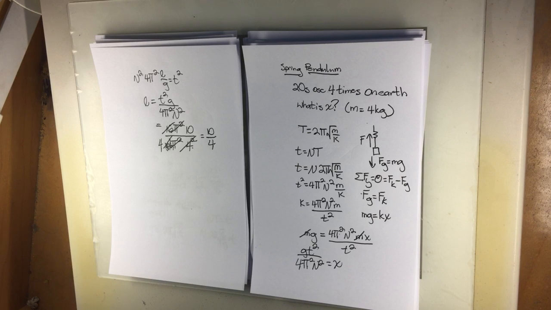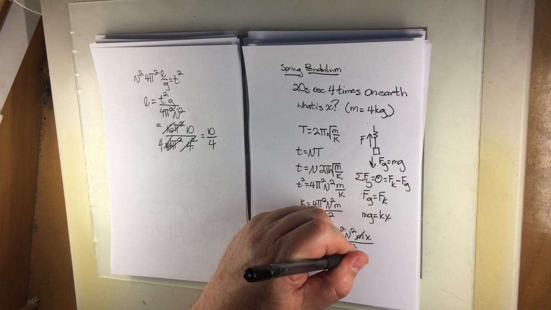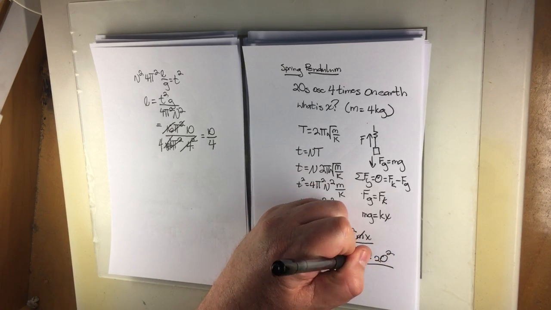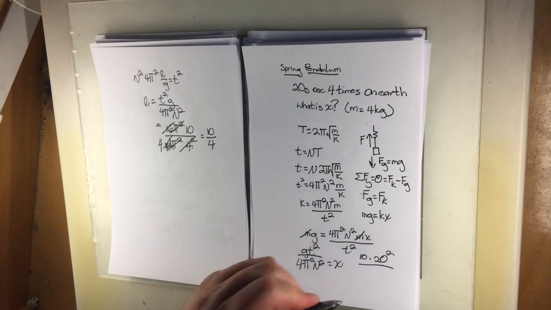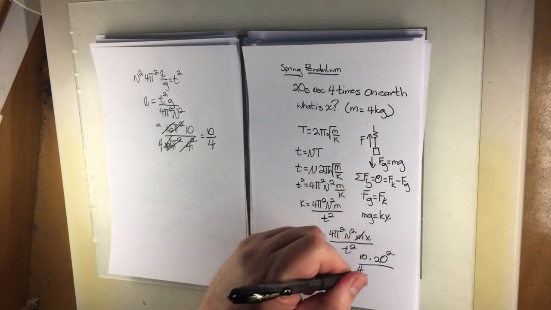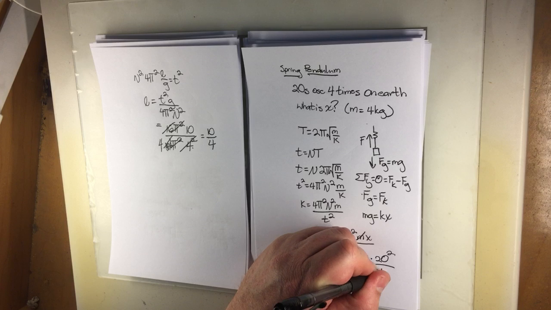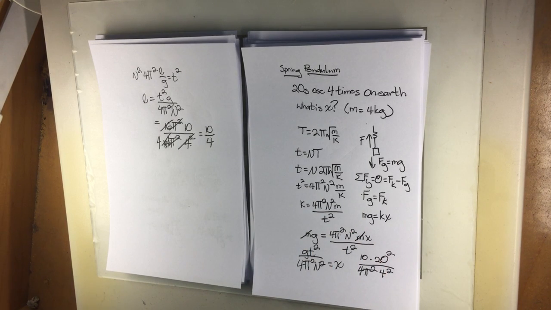Do you need a number? Well, let's find out. 10 times 20 squared. That's 400 times 10 is 4,000. Divide by 4, now we're at 1,000. Divide by pi squared, I have no idea what that is. And then that's 4 squared. Whatever that is, I don't know. Anything else?